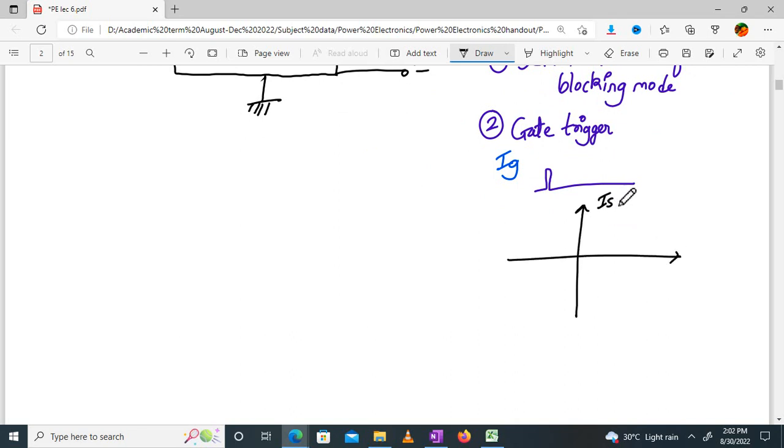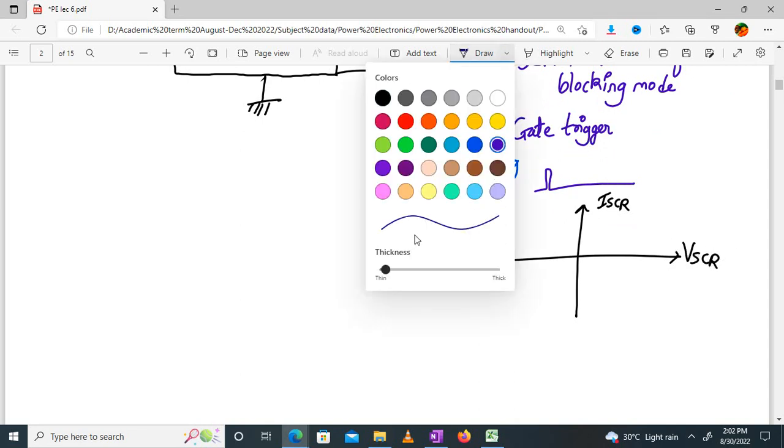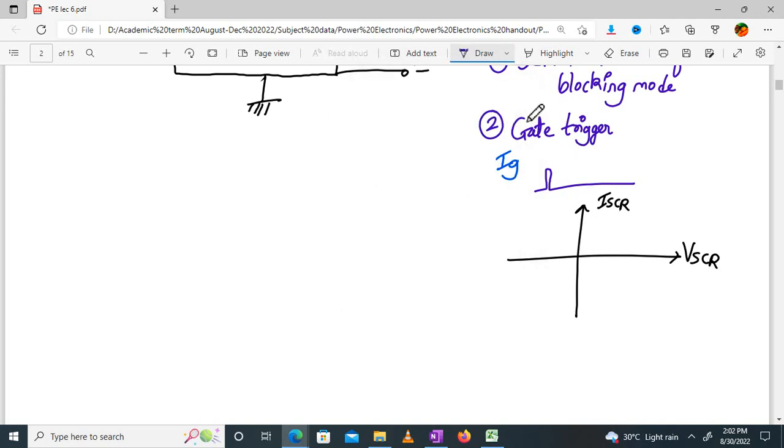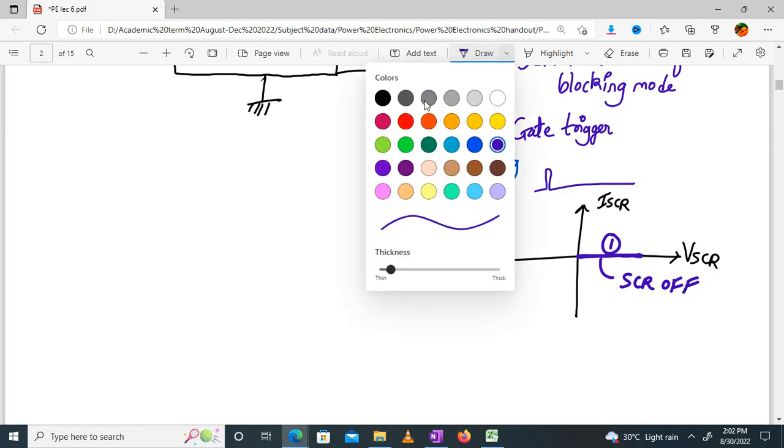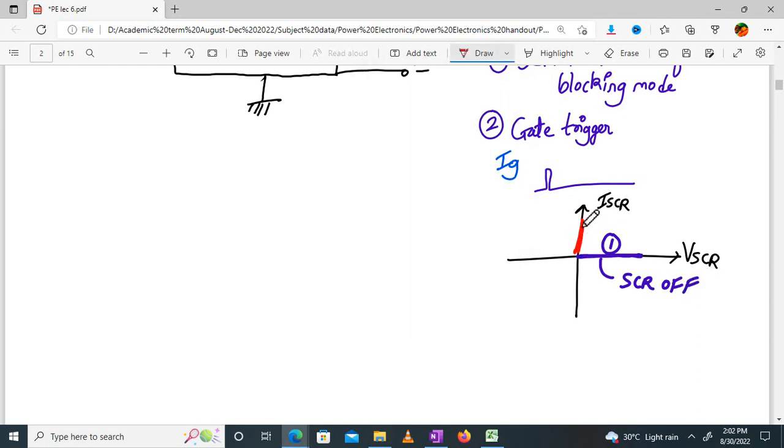If this is the current flowing through the SCR, and this is the voltage across the SCR, what will be this region? Region number 1, forward blocking mode. Here SCR is on or off? Now I am drawing another region over here. I am repeating this because this is important. When SCR is on, region number 2, what is the region called? Forward conduction region.